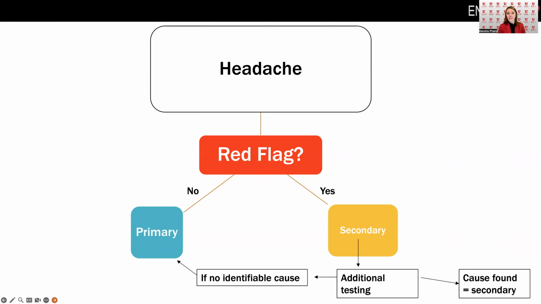If there are no red flags and they seem to fit the criteria pretty well for one of the primary headache disorders, then they probably have a primary headache disorder. But if they have a red flag, then we should really be thinking about secondary headaches. And when we think there is a secondary headache, then we usually want to do additional testing. If we find a cause, then we know this is a secondary headache due to whatever cause we found. If we don't find a cause, then maybe this is a primary headache and it just doesn't behave quite as typical as they usually would.